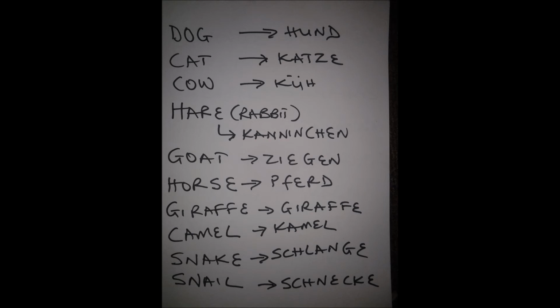Snake is Schlange. You can tell a person you are a snake. They tell some people that you don't trust. You say, Mein Freund ist eine Schlange. That's my friend is a snake. That means he's very cunning. The snail we eat is Schnecke. So, dog is Hund. Cat is Katze. Cow is Kuh. Hare, that's rabbit, is Kaninchen. Goat is Ziege. Horse, Pferd. Giraffe is Giraffe. Camel is Kamel. Snake is Schlange, and snail is Schnecke.